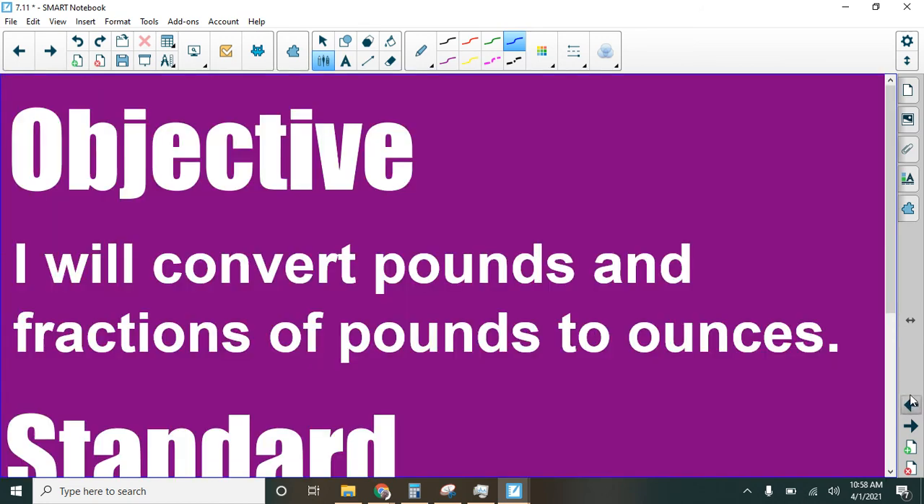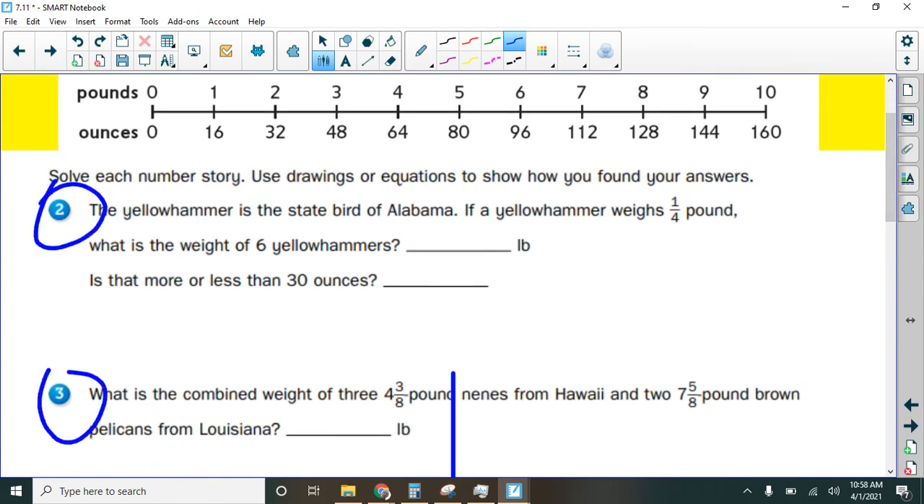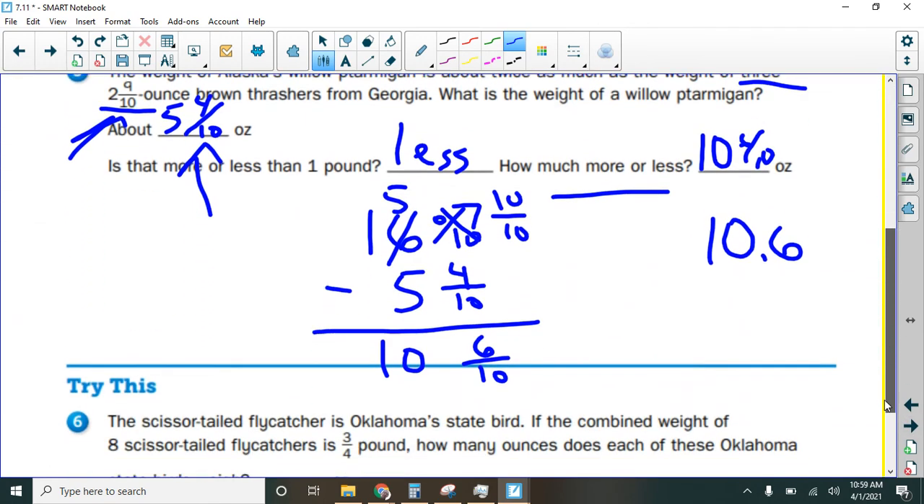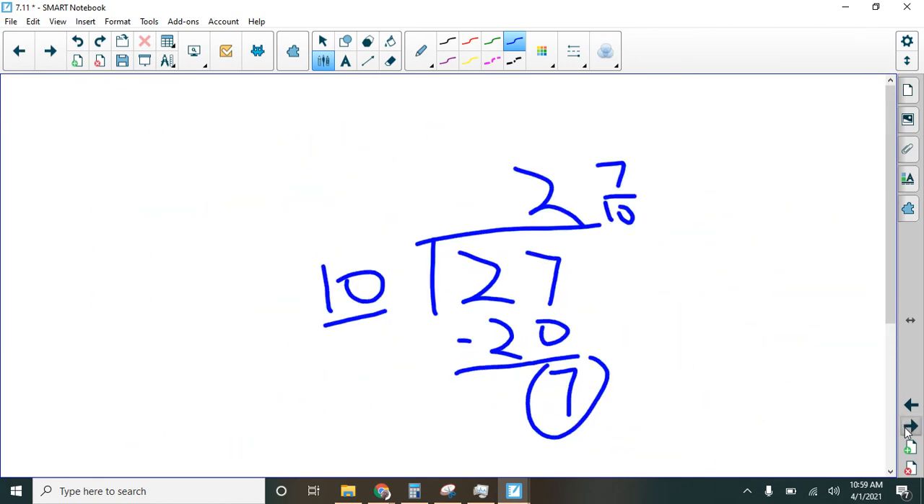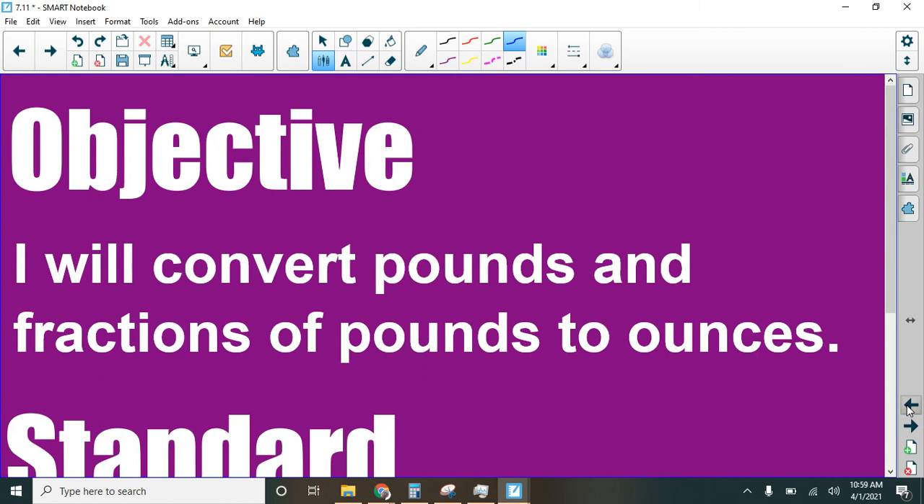All right, you get to work on the others. We have actually done about half the page. We did number 1, so you're doing number 2, number 3. We already did number 4 and number 5. You are trying out the try this problems. You are doing number 6, and I believe there's one more. Number 7. So you're finishing these problems here on Math Journal, page 259. Our objective here today, we're converting pounds and fractions of pounds to ounces. We're working with our word problem skills as well. If you need any help with any of these, let me know. And good luck.